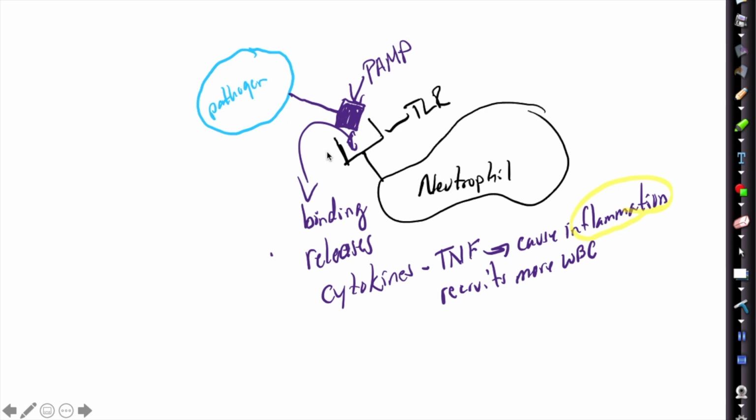So pathogen binding to the toll-like receptor through the PAMP causes the release of cytokines, specifically things like TNF-alpha, or tumor necrosis factor, I'm sorry, shouldn't call it alpha anymore, which cause inflammation, and they also recruit white blood cells.